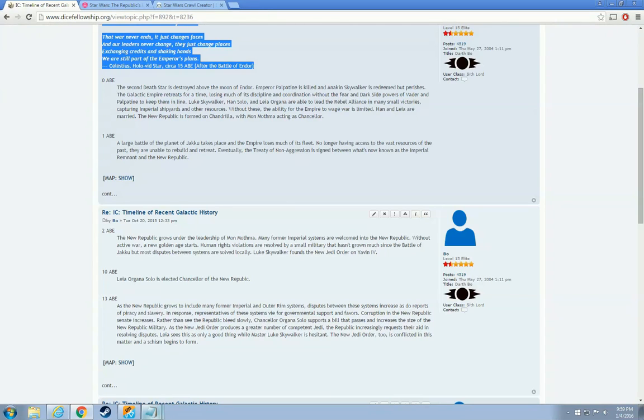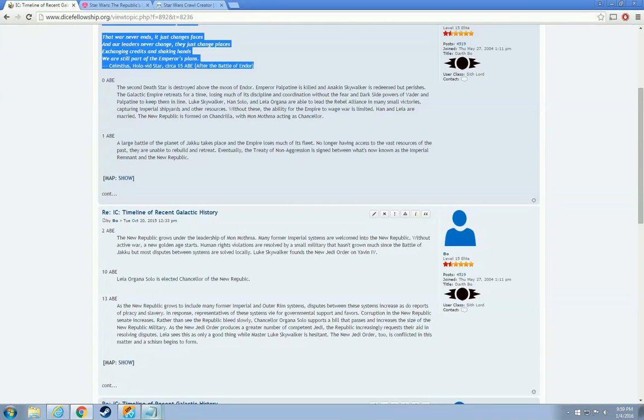Luke Skywalker, Han Solo, and Leia Organa are able to lead the Rebel Alliance in many small victories, capturing Imperial shipyards and other resources. Without these, the ability for the Empire to wage war is limited. Han and Leia are married, and the New Republic is formed on Chandrila, with Mon Mothma acting as Chancellor.